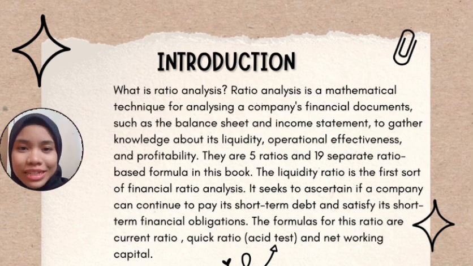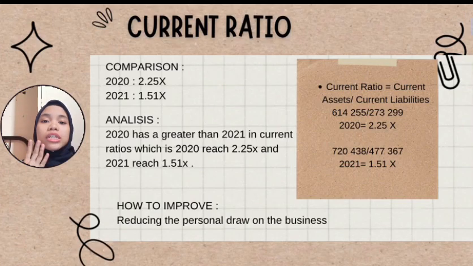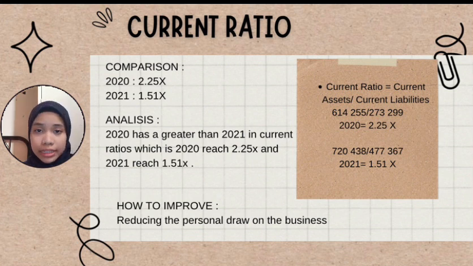investors see your business. The formula for current ratio is current assets divided by current liabilities. So, my analysis is 2020 is greater than 2021 in current ratio, which is 2020 reached 2.25 times and 2021 reached 1.51 times. Flora have to increase their liquidity by adding to their inventory and be able to pay short-term cash.